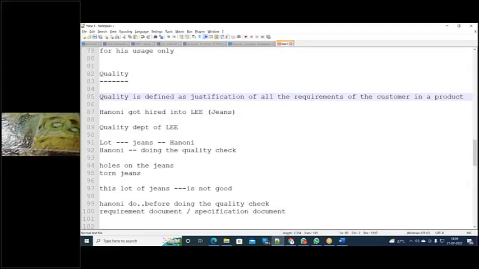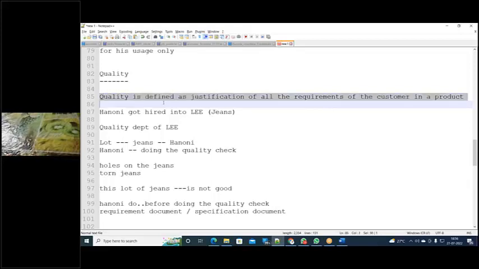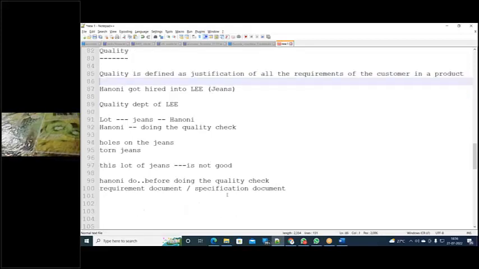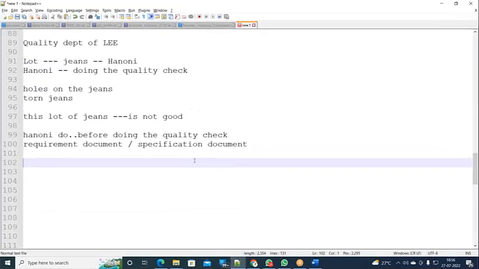Can I move forward now? Without a yes, there is no point going forward in the class. Yes, sir. Superb. There are a lot of questions coming in, but I'll take those later because I want to complete this. Now, okay.